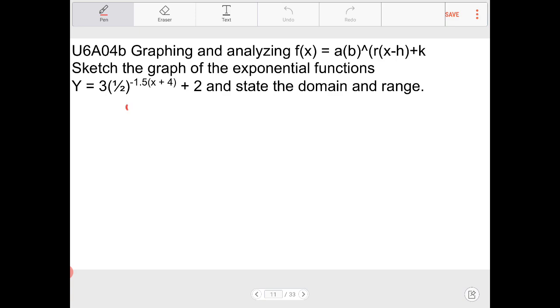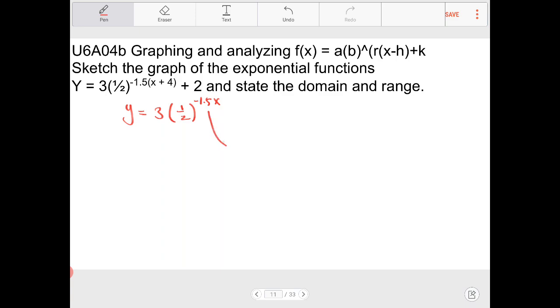If this function were re-expressed as 3 times 1/2 to the negative 1.5x, without the vertical and horizontal shift, I immediately recognize that that would be my y-intercept there. So that coordinate is going to be the only point that we will be graphing, or rather, just representing. Not even so much accurate. And we're going to be applying the vertical and horizontal shift.